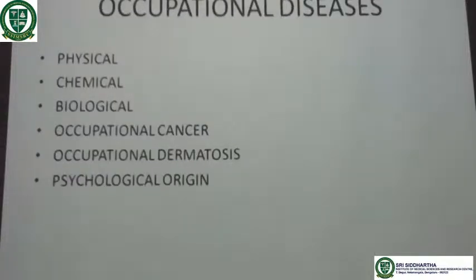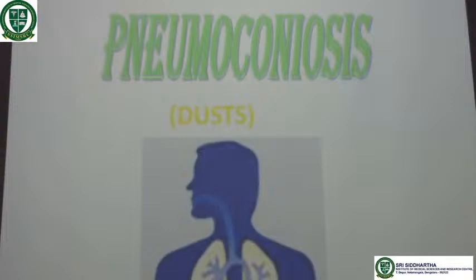Coming back to occupational diseases, after knowing certain points with respect to occupational hazards, once again occupational diseases, that is physical, chemical, biological, and we have occupational cancers, occupational dermatosis, and diseases of psychological origin. These are the common occupational diseases. We have to discuss in detail. We will go step by step. Coming back to occupational diseases, pneumoconiosis plays an important role. From an exam point of view, this is very, very important. After ergonomics, after occupational hazards, the occupational diseases classification, which we have discussed just now. This is important. Pneumoconiosis, I think you will remember.